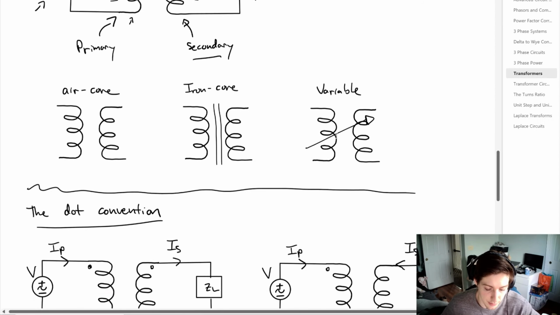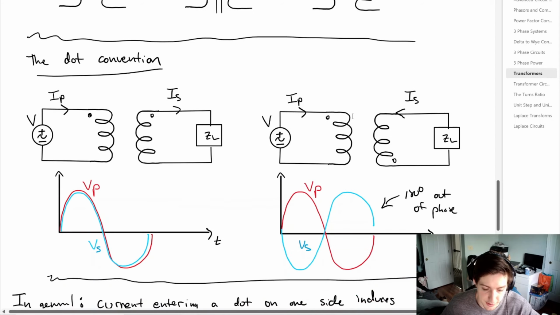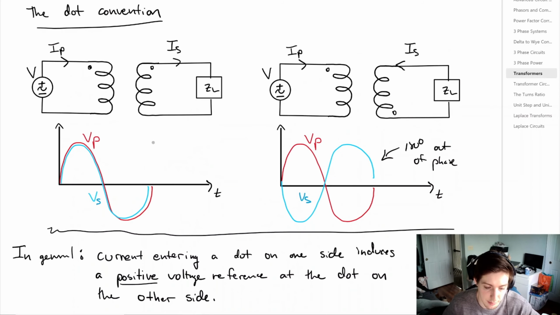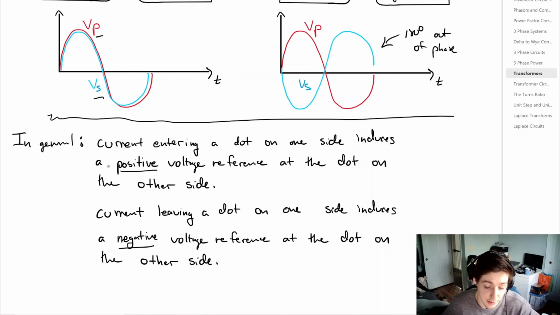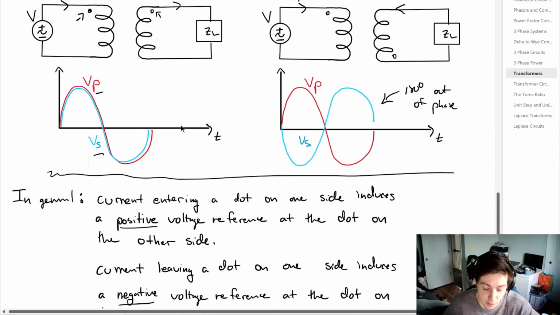And lastly, we want to look at something called the dot convention. Now, the dot convention can get a little bit confusing, but because this is an advanced circuit analysis course, we have to deal with advanced topics. So the dot convention deals with dots on the primary and the secondary for the transformer. Now, in general, current entering a dot on one side induces a positive voltage reference at the dot on the other side. And what this ends up meaning is that the primary and the secondary voltages are in phase. Now, conversely, the current leaving a dot on one side induces a negative voltage reference at the dot on the other side. So you get the primary and the secondary, and they're out of phase by 180 degrees.